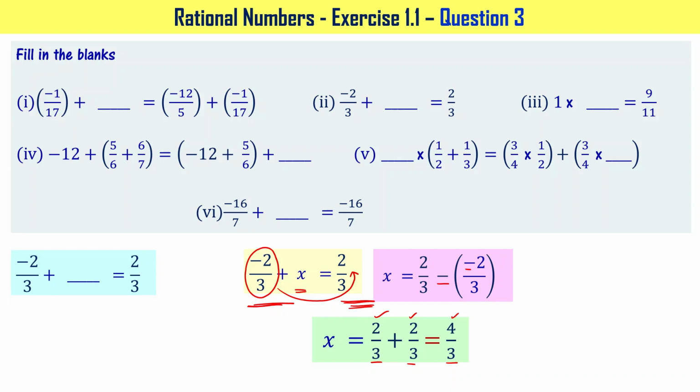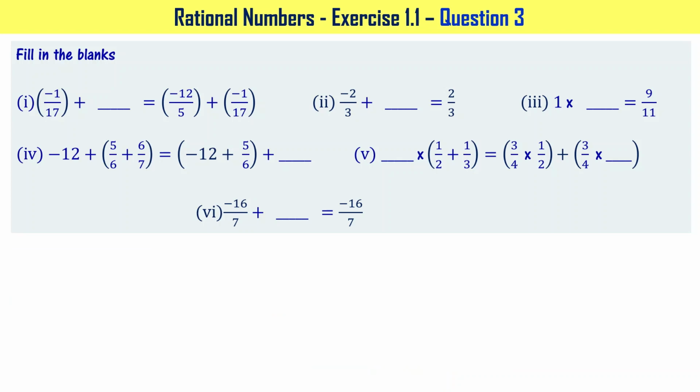Let's write that. When you add minus 2 by 3 to 4 by 3, you get 2 by 3 as the answer, right? Let's see the third part.